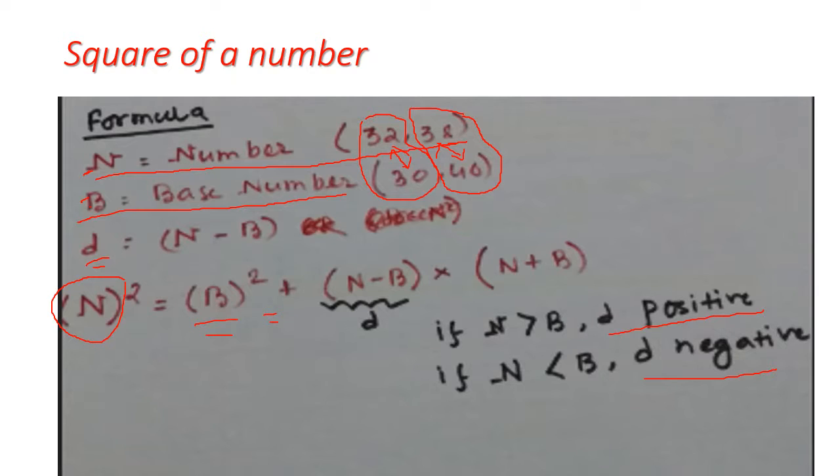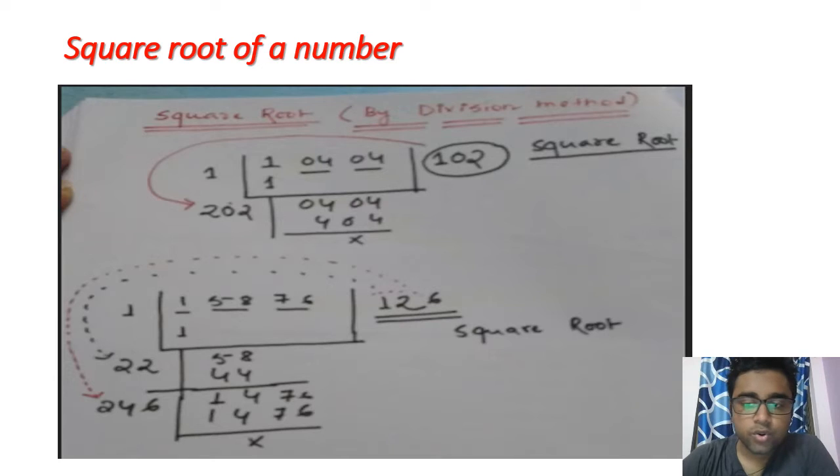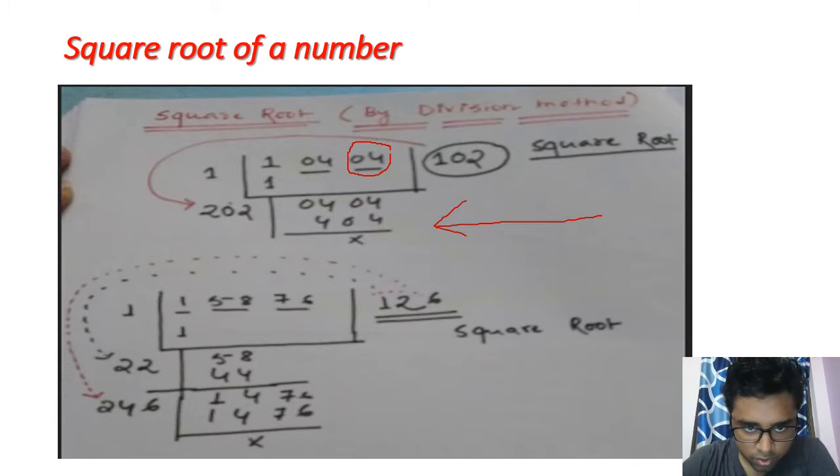Let's go to the next topic. Right now we will be discussing the square root of a number, how to find out the square root of a number. Now we have to find out the square root of 10404. First, we have to make pairs of two digits from right to left, that is 04, 04, and the remaining number 1.